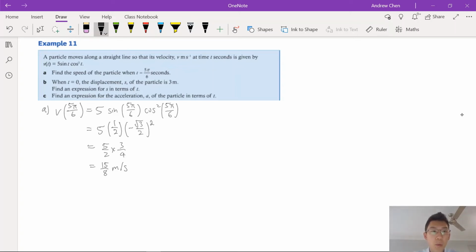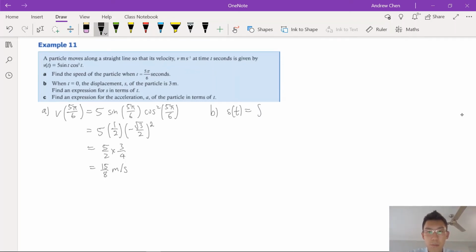All right, let's have a look at B. When t equals 0, the displacement of the particle is 3 meters. Find an expression for s in terms of t. Okay, so we want displacement, so we need to work with what we've been given. Displacement is the integral of velocity, or the area under the graph of a velocity curve. So let's do this first. We have the integral of 5 sine t cos squared t with respect to t. Okay, we need to use substitution here.